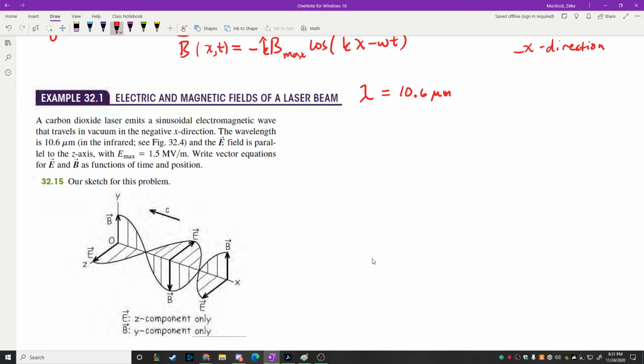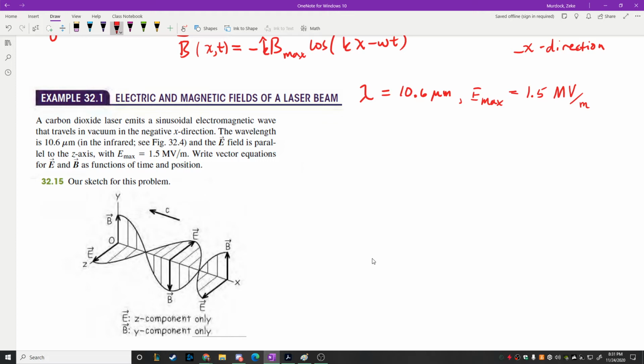So we're really only given lambda, and we're given E max. This is all that we're given, and we need to basically fill out our equations. So E max is 1.5 megavolts per meter. And we need to write down equations for the electric and the magnetic fields.